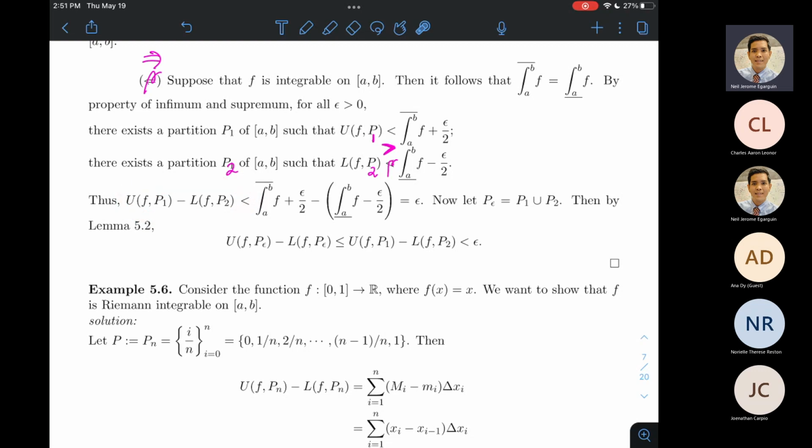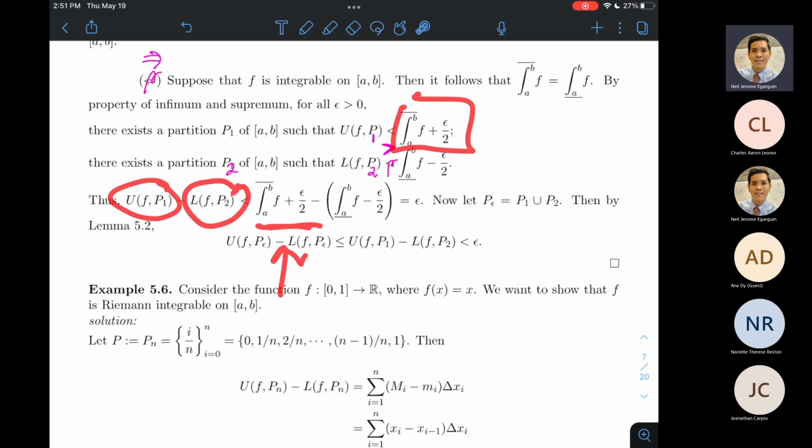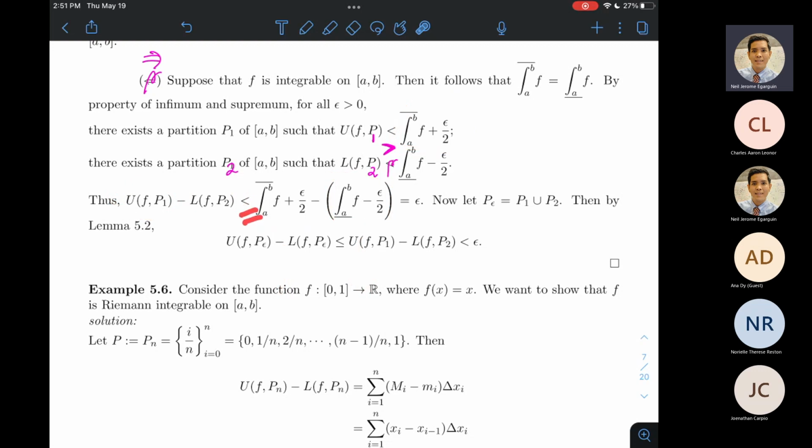Okay? So mangyari ulit, si minuend, papalitan ko by something larger. Yun yung nangyari dito. So medyo tumaas na yung minuend. Tapos itong subtrahend, papalitan ko siya nito, which is smaller than the original subtrahend. So the difference now involves a larger minuend, but a smaller subtrahend. So therefore, the new difference will now be larger than the original difference. The nice thing about this guy is this simplifies to epsilon.